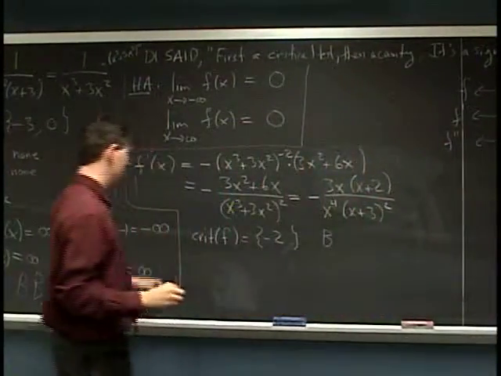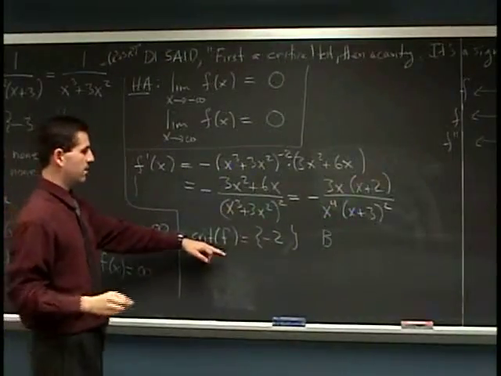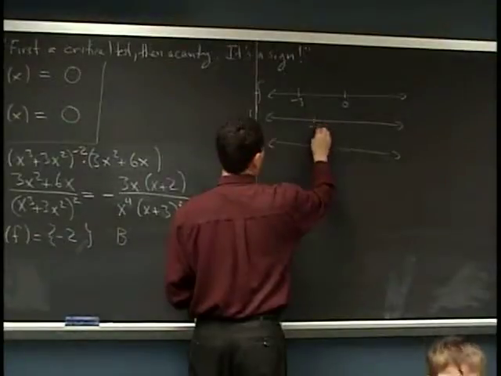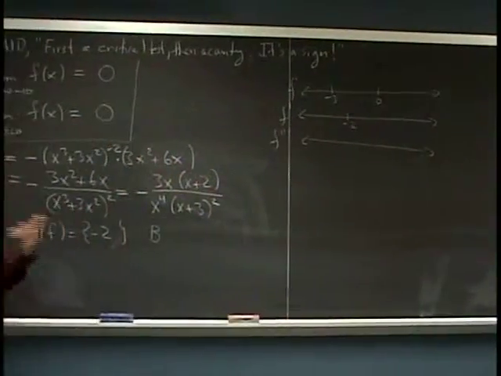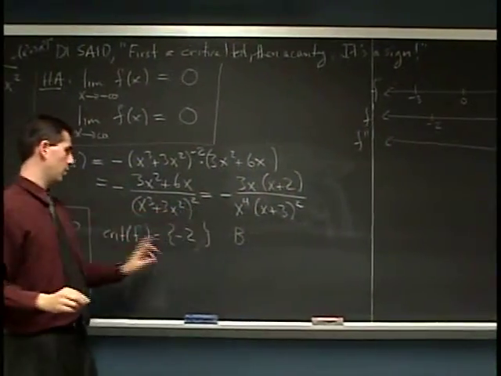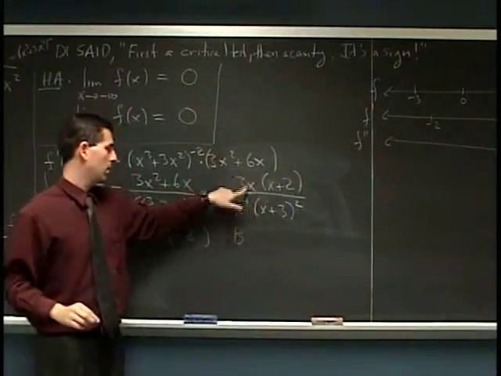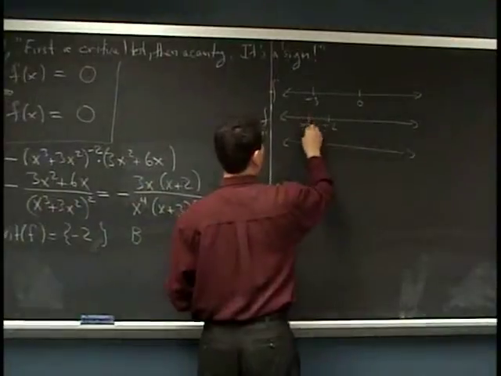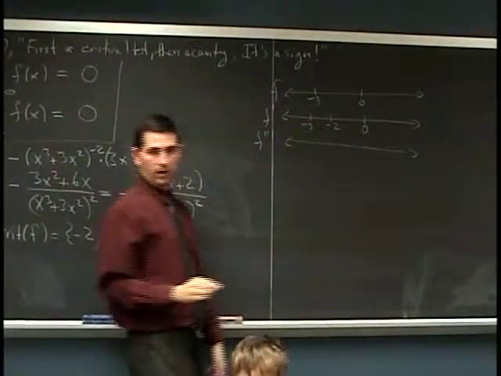And for f prime, the interesting point is minus 2. We've also seen that it's usually nice to take a look at these other points, 0 and minus 3, which aren't really critical points but are somehow relevant anyway. It's just good to know where everything's going.